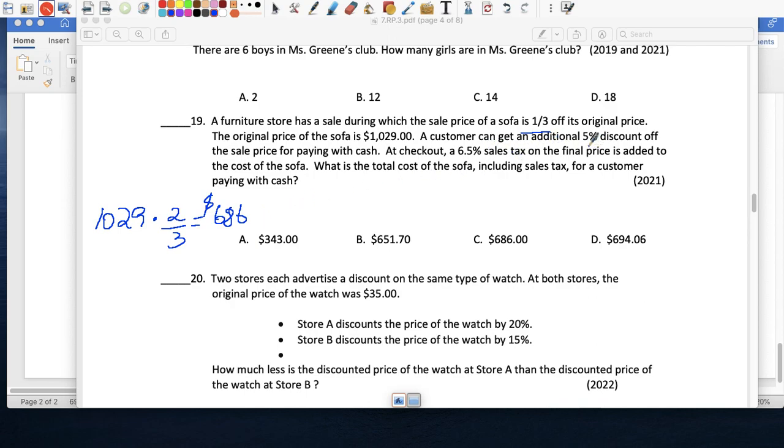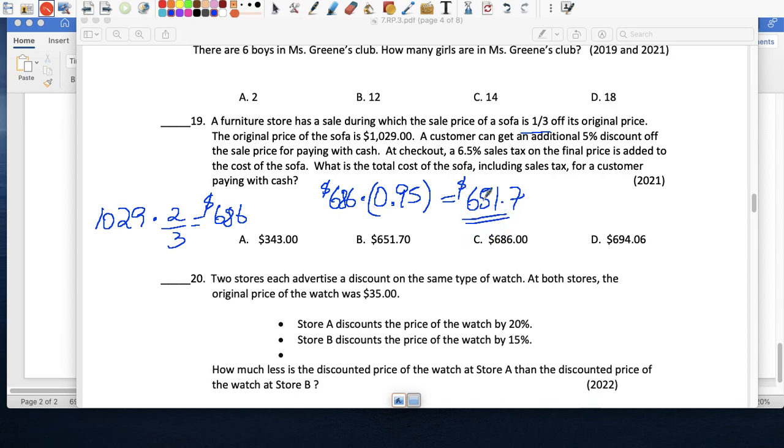Okay, and then I get another 5% discount. Well, 686. If I get a 5% discount, that means I'm left with 95% to pay for, right? So what's 95% of 686? That brings me to 651.7.